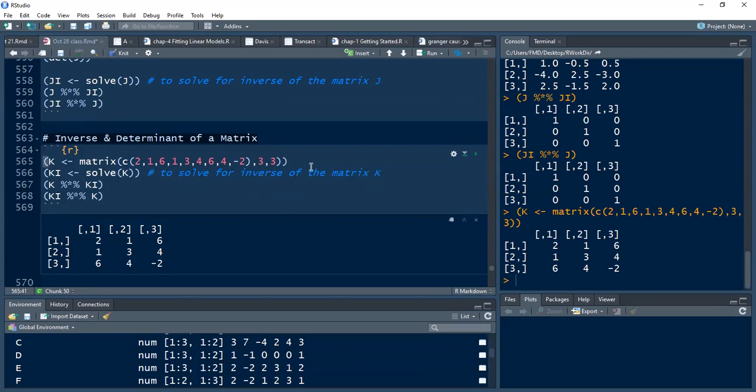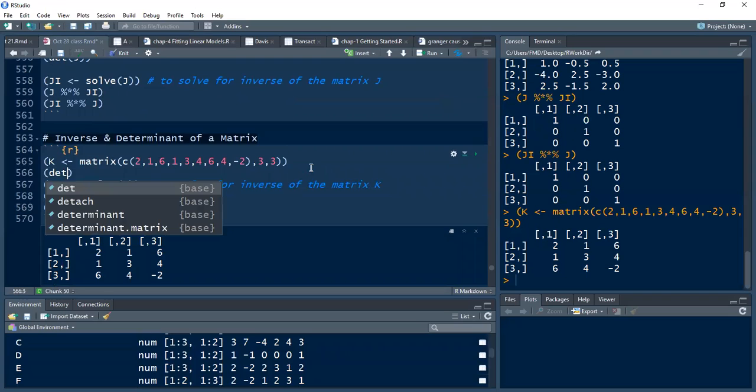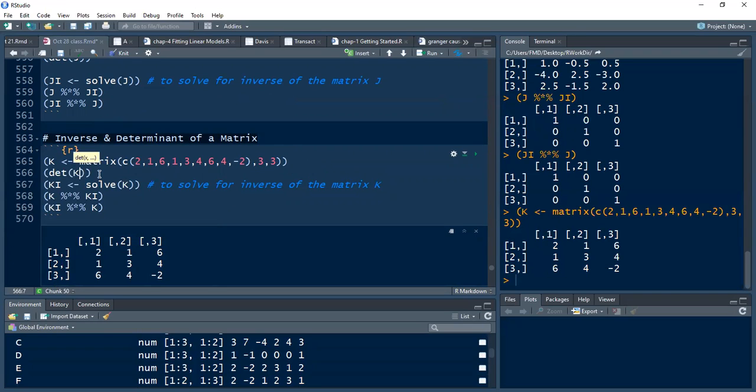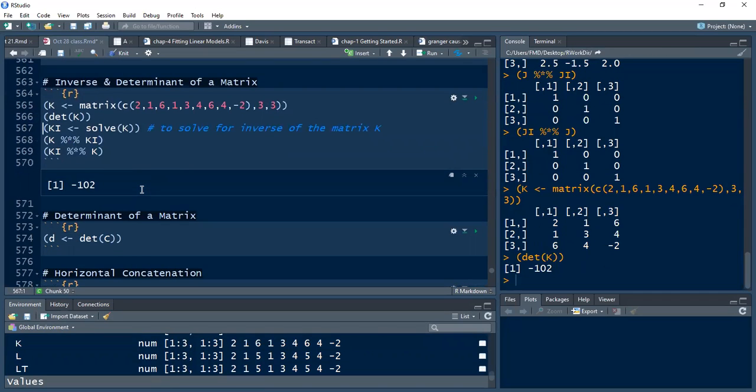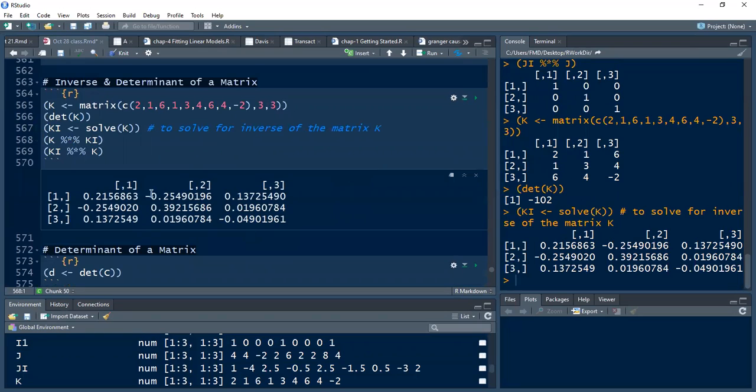Actually, let's first try the determinant of K to check if matrix K has an inverse. It's negative 102, then it's fine. It's non-zero, so it means that matrix K has an inverse. So let's now get the inverse of matrix K. So this is the inverse of matrix K.